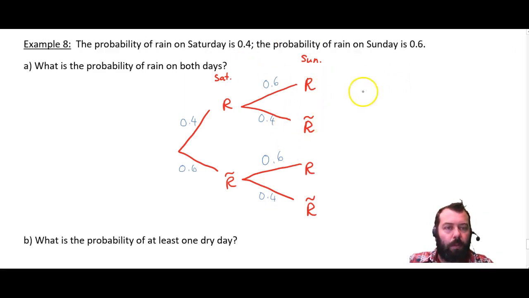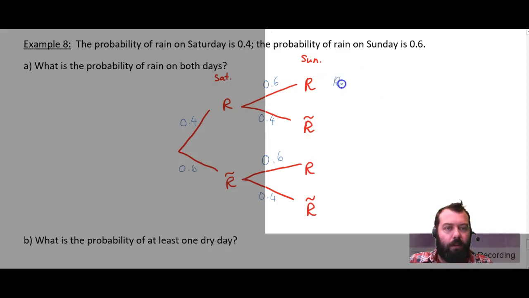So my sample space is I could have 2 days of rain. I could have a rainy Saturday and a dry Sunday. I could have a dry Saturday and a rainy Sunday, or a dry Saturday and a dry Sunday. The probability of each of these, we multiply along the branch. So this is 0.4 times 0.6 is 0.24.